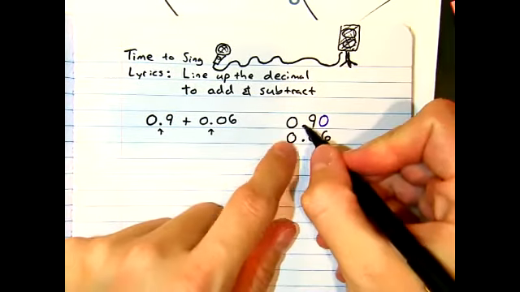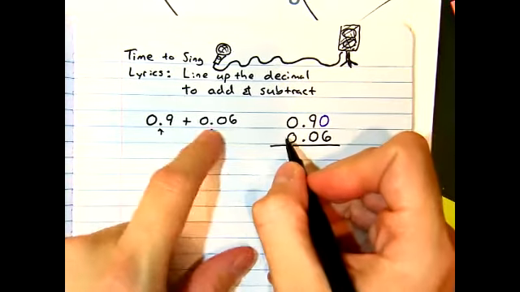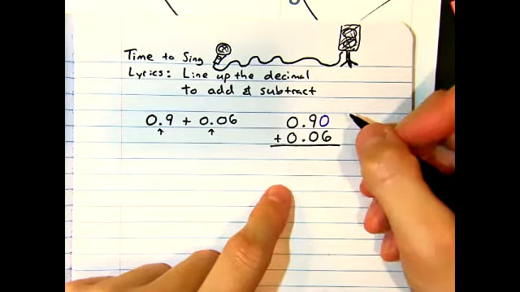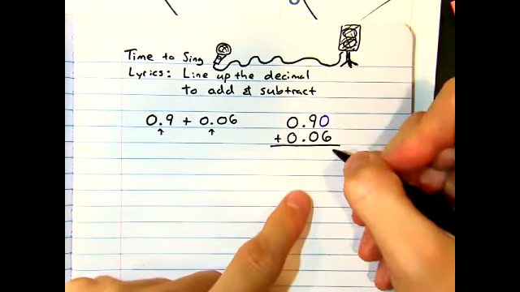Now I have lined up the decimals. I can add or subtract. In this case, I'm adding. You've done new groups above and below in 4th grade, so really it's up to you. I'm going to use new groups below.